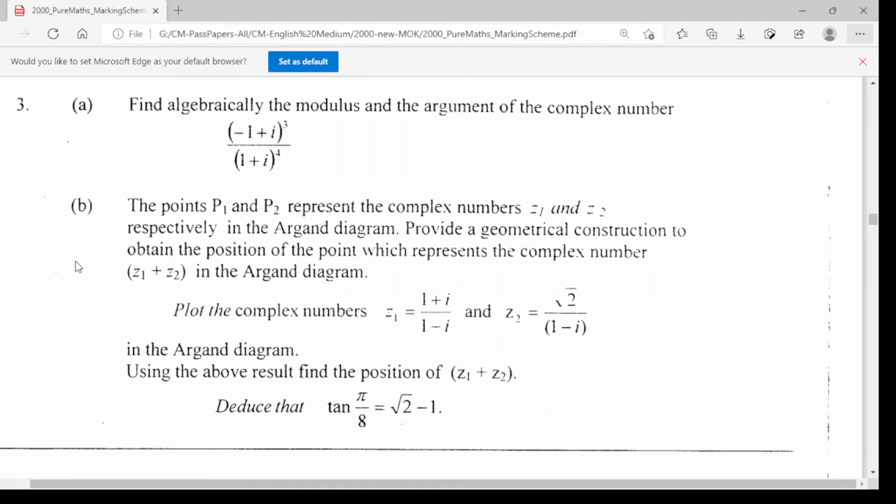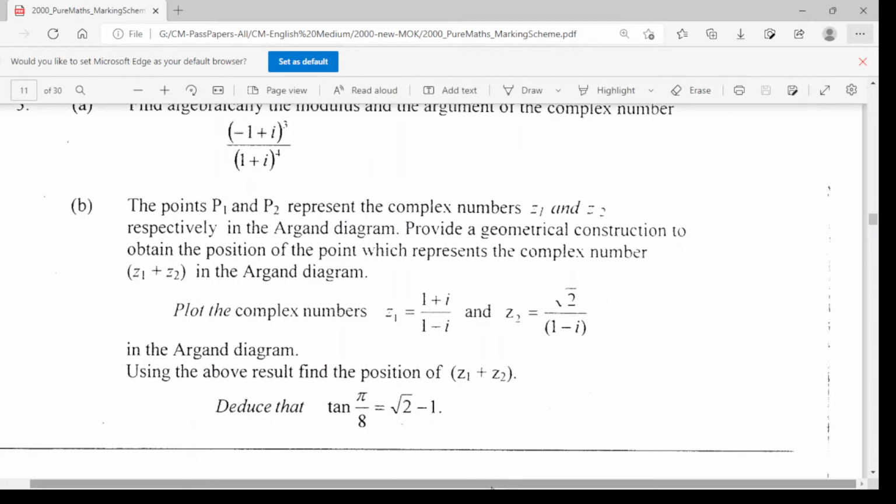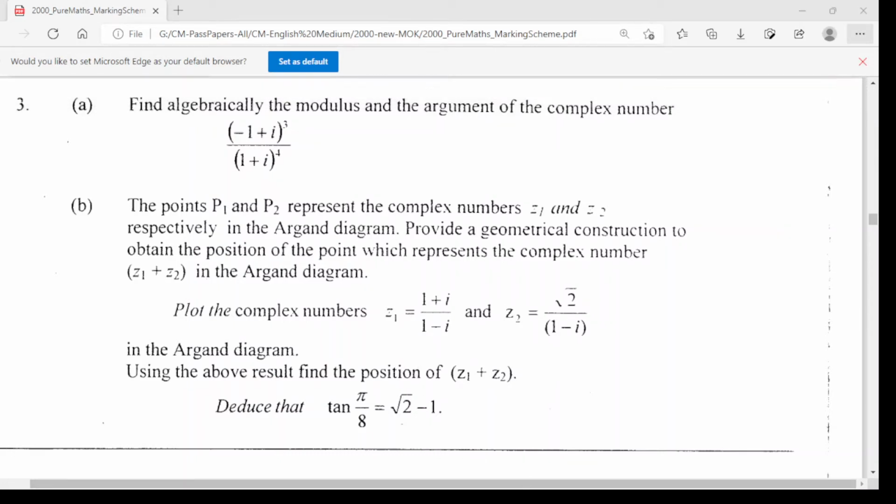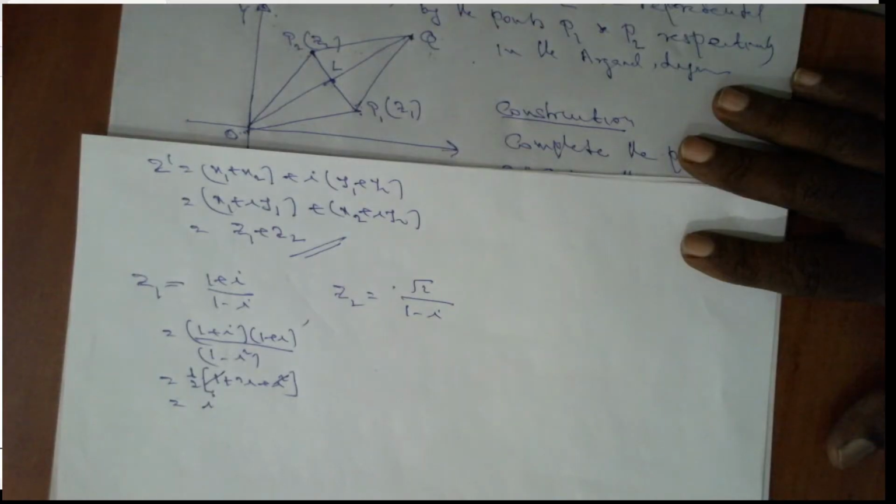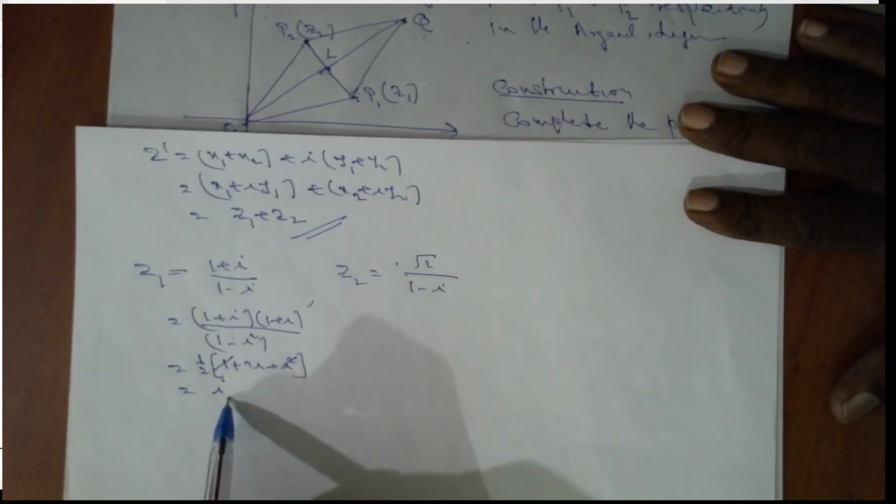What did you notice about these complex numbers? You can simplify this one: one half times 1 plus 2i plus i squared. So this equals i. C1 can be simplified to i.